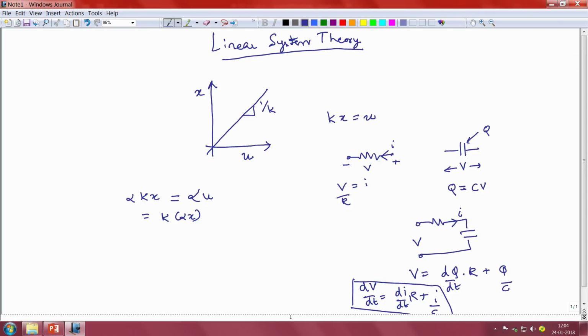Now this property of the proportionality operator, we shall call it the scaling or homogeneity property.